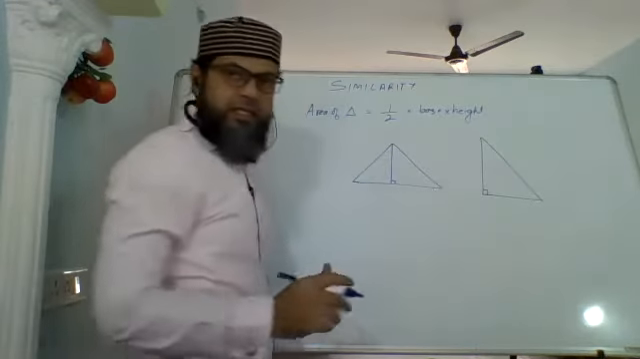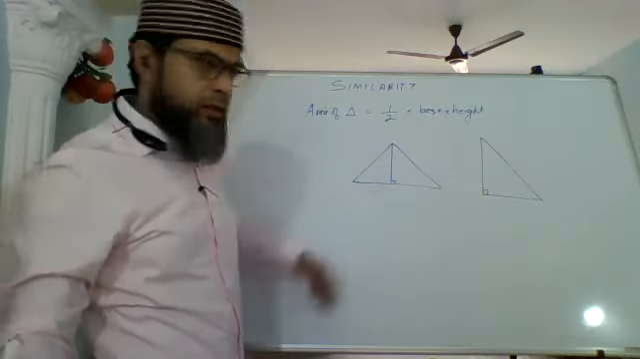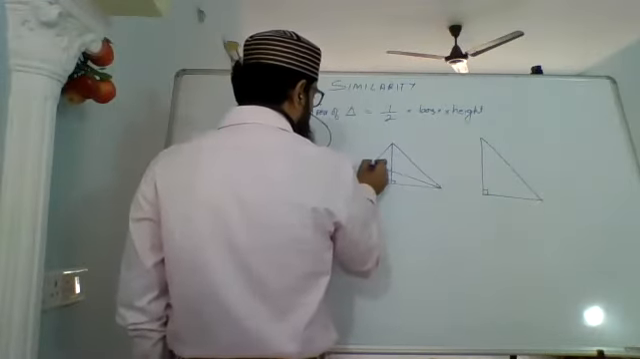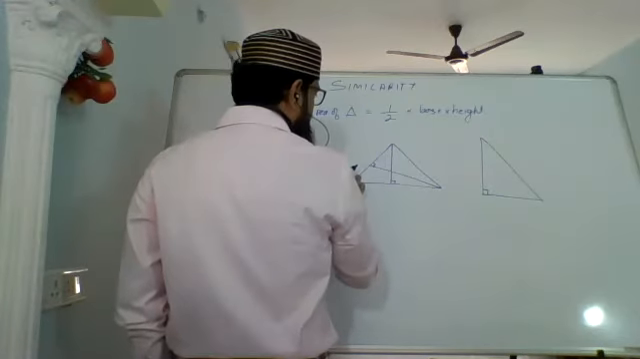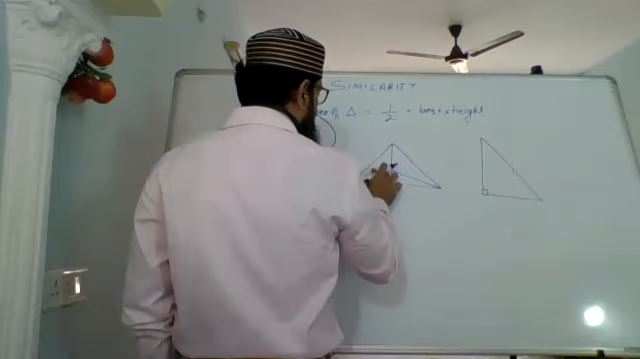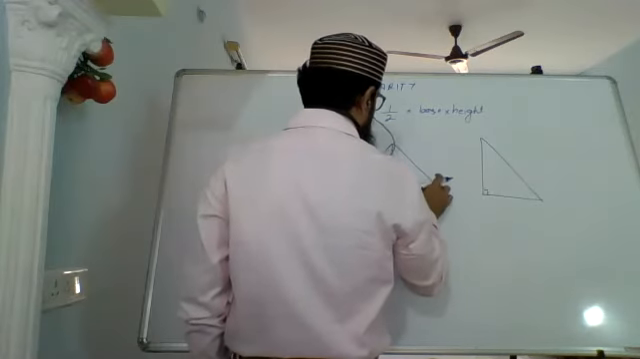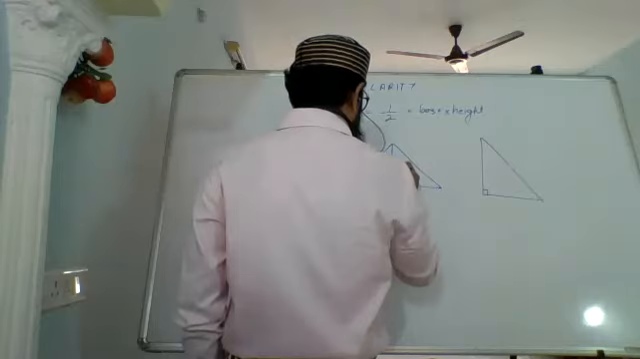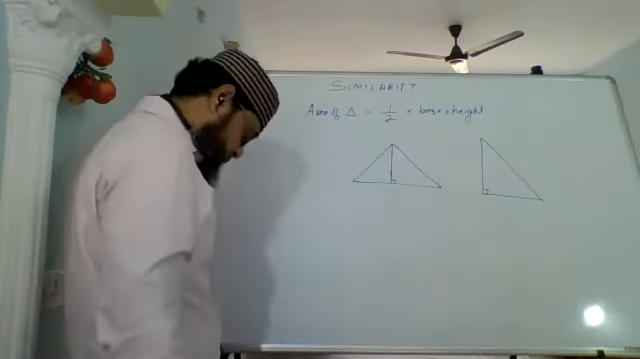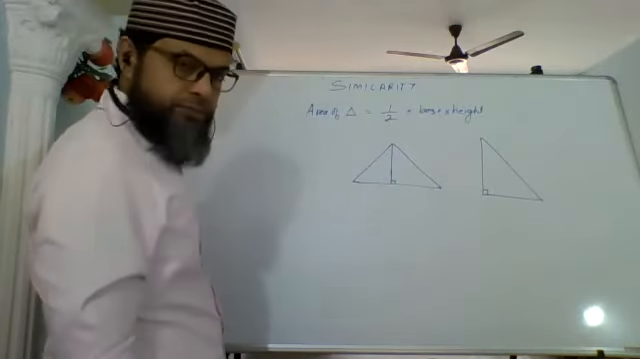It is not necessary that this side is always the base. For example, if I take a perpendicular from here to here, then this would turn out to be the base and this would be the height. So in a triangle, there are three different bases and three different heights possible for those respective bases. For convenience sake, we take this as the base.